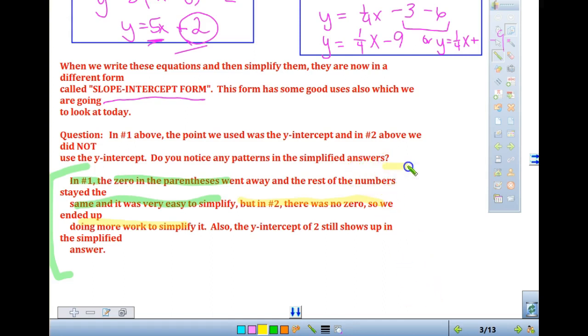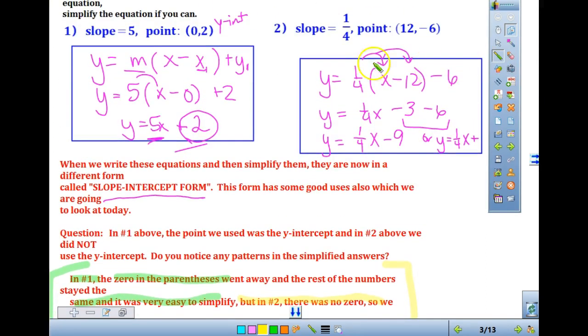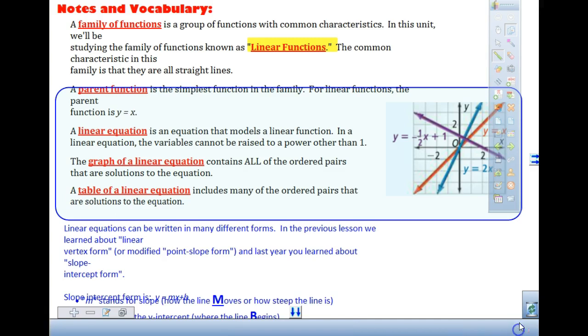Again, I don't need this written down word for word. The key thing is, if you have the y-intercept, it's easier. You don't have to do any simplifying. If you do not have the y-intercept, you just have to do a little more work, right? You have to distribute and add your like terms. So we distributed first, then we added our like terms. Whereas here, we just wrote the equation down. We were done, right? That's all they're talking about there, okay?